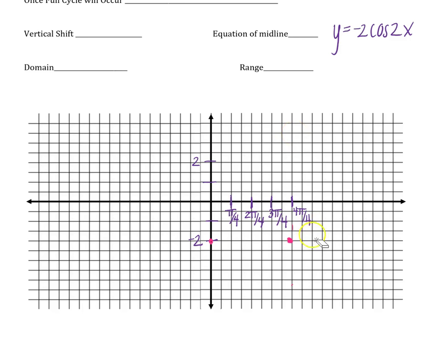Because of how cosine looks, halfway between these points, so this is how many boxes? 1, 2, 3, 4, 5, 6, 7, 8. So halfway between is at pi over 2. I'm going to be at a max of 2, which means halfway between here, a distance of 4 boxes, right here and right here, it's going to cross the x-axis. I'm going to sketch in this curve.